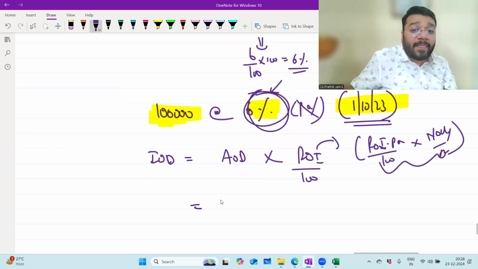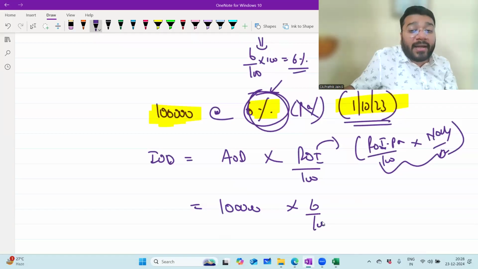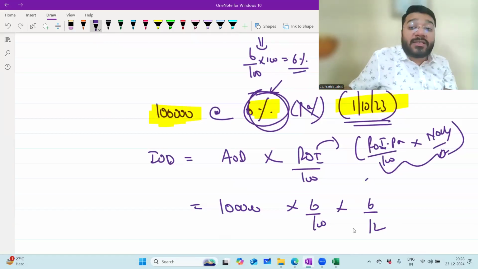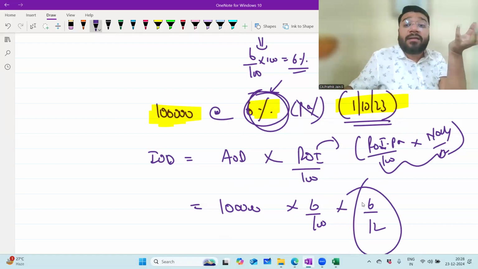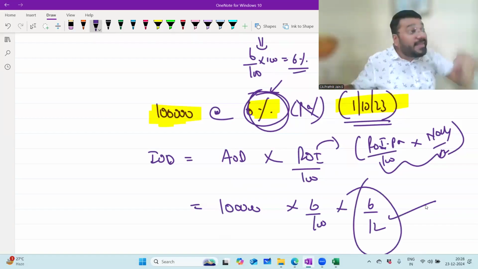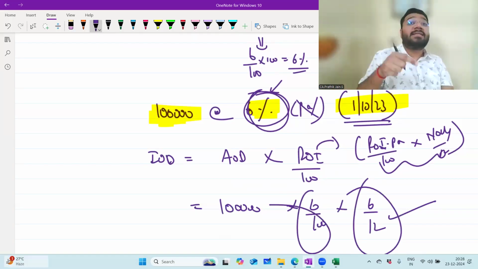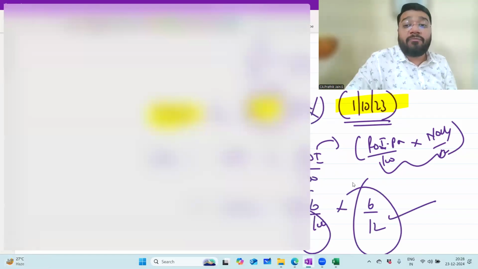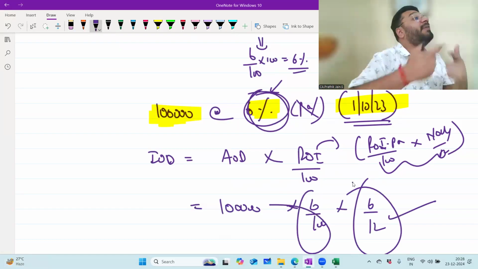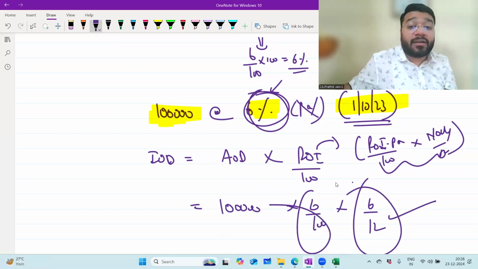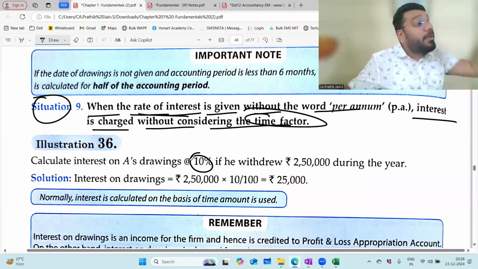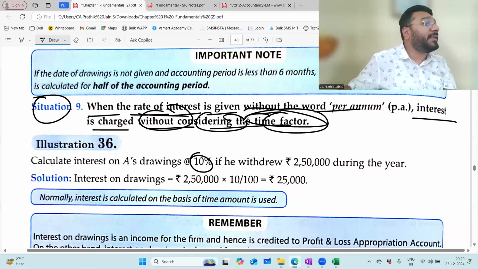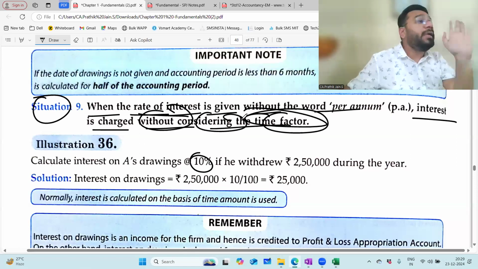So again here, you don't put 1 lakh into 6 by 100 into 6 by 12. Don't do it. This 6 by 12 is already multiplied with the original interest rate, which is per annum based. Already with the per annum interest rate, the time factor has been multiplied, and then they have given you the percentage here. So what is the sense in multiplying the time period one more time? You should not consider the time factor, because the percentage given already includes it. Time factor means number of months by 12. You don't need to multiply that one more time.